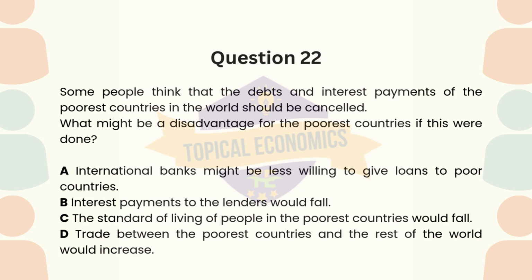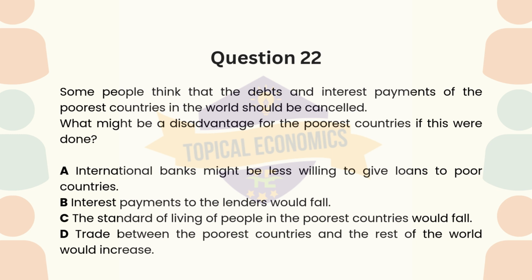Looking at the first option, option A, international banks might be less willing to give loans to poor countries. This is absolutely correct because if debts are cancelled, lenders may perceive a higher risk associated with future loans, leading to a reduction in willingness to lend to those countries, potentially limiting their access to financing for development. So this option is absolutely correct. Yet let us evaluate the other options also.